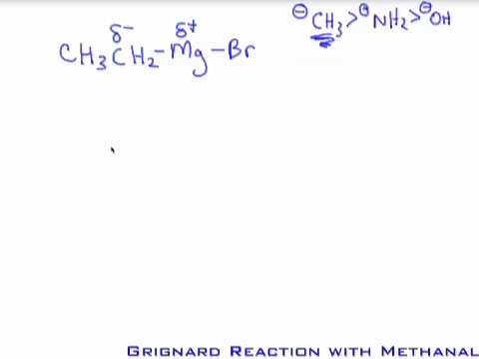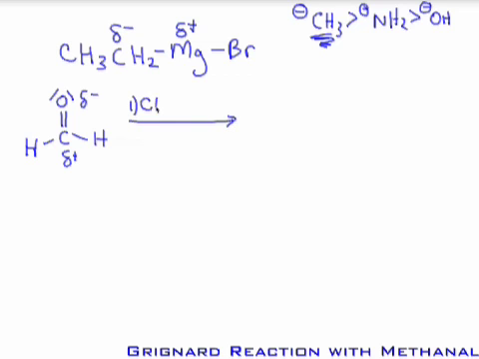For example, let's start with a very simple aldehyde. This molecule is methanal. Oxygen's more electronegative than carbon. So there's a delta minus here and a delta plus. I can react this with ethyl magnesium bromide.